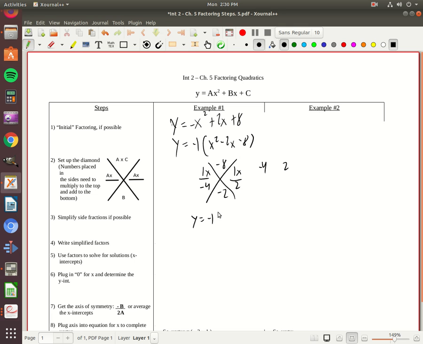So y equals -1 times x minus 4 times x plus 2. So this would be 4, 0. This would be -2, 0. This would be 0, 8.